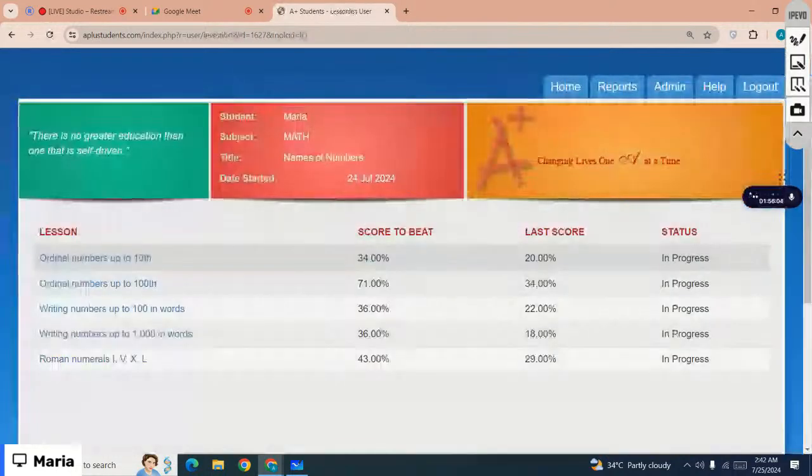The lessons covered are ordinal numbers up to 10th, ordinal numbers up to 100, writing numbers up to 100 in words, writing numbers up to 1000 in words, and Roman numerals. Please make sure before the next session you complete all the practice questions for the lessons we just did. That is your homework until the next session, right?